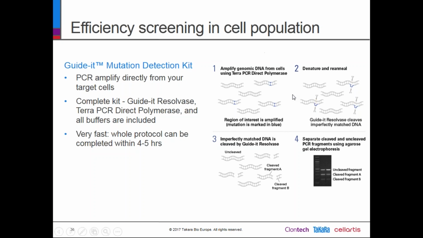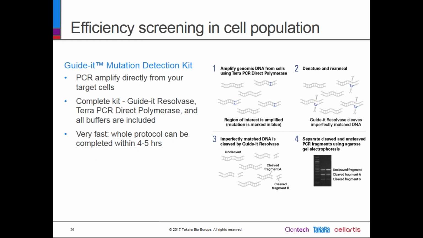So in the first step, you will amplify the target region. And since following gene editing, there are many different indels, you will get a mixed population of PCR fragments. Some will be wild type and some will carry the different mutations. So what's nice with our kit is that it contains a DNA polymerase called Terra that can be used for direct PCR. So you do not need to purify your genomic DNA. You can just start with a crude extract.